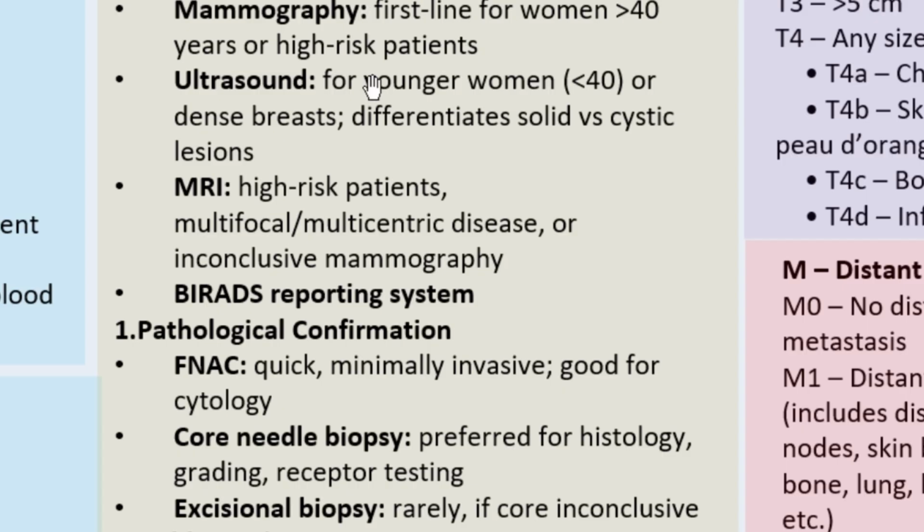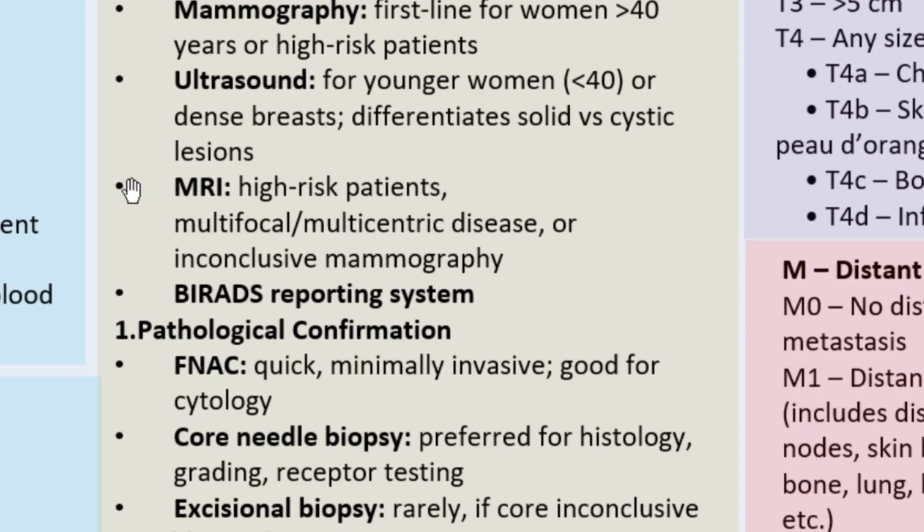Then we have ultrasound, which we do for younger women or people with dense breasts. When we do ultrasound, we can tell a solid from a cystic lesion, where cystic lesions contain fluid and solid lesions contain tissue, and normally in cancer we have solid lesions.